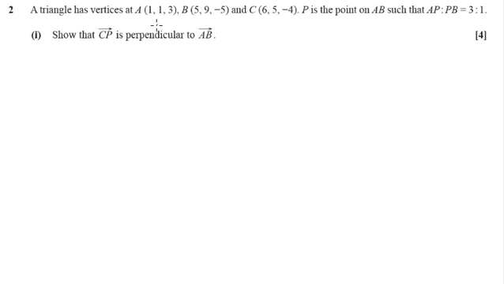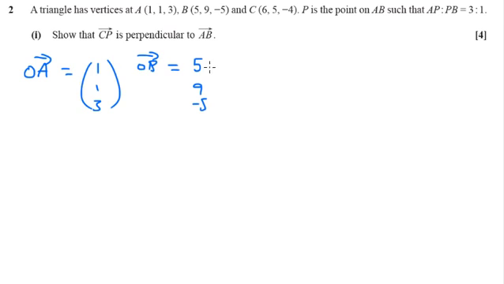Okay, question 2 is giving us a triangle with 3 vertices, A, B and C, as coordinates. We could write down the position vectors: O to A, which will be 1, 1, 3, O to B, which is 5, 9, minus 5, and O to C, which is 6, 5, minus 4.